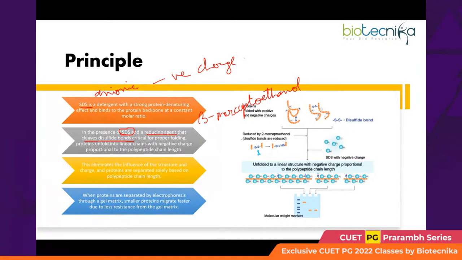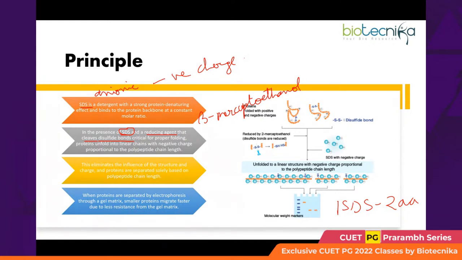Okay, so if we see overall, one SDS binds to two amino acid residues. So what will happen because of that? Whatever is the original charge of the protein will get cancelled, and overall the protein will have a negative charge. The amount of negative charge that the protein has will depend on the length of the amino acid chain. So proteins unfold into a linear chain with negative charge proportional to the polypeptide chain length.